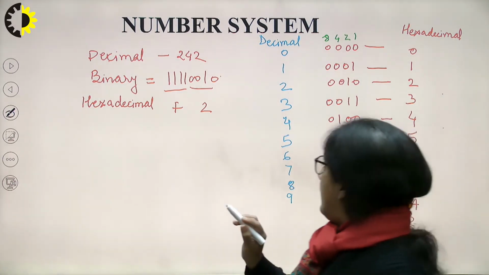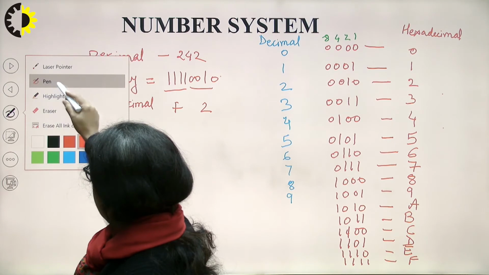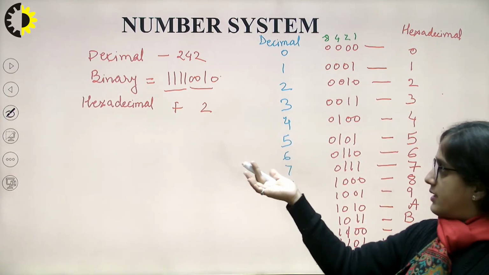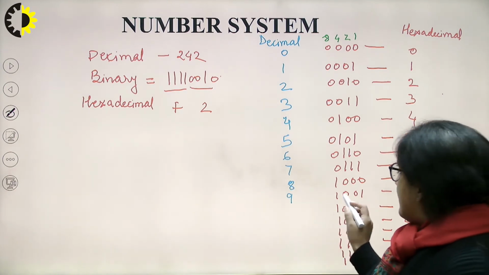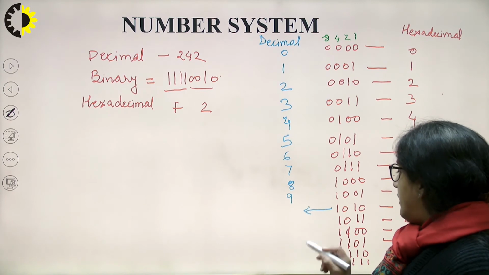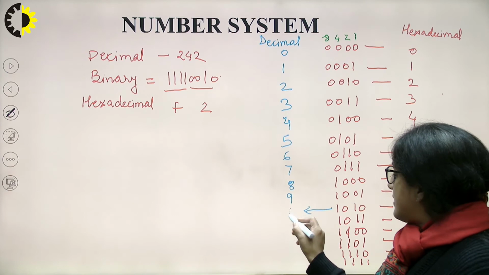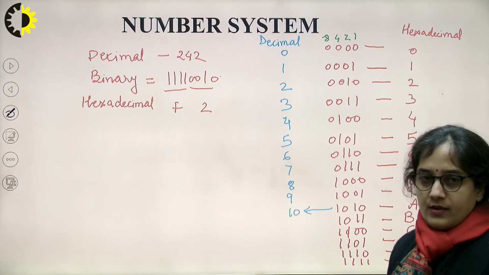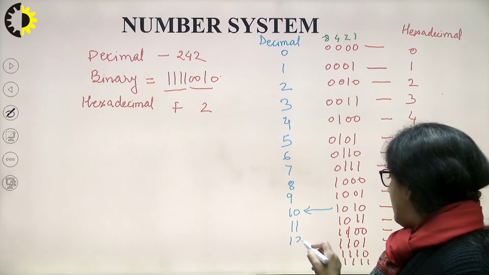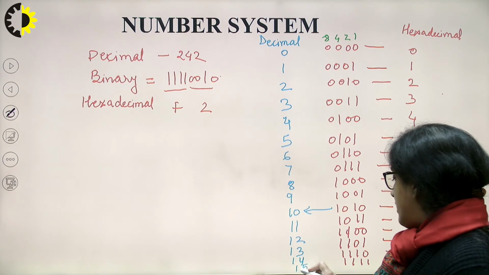Now why are we using only 4? If you see on the left side, the decimal number side, it is 9, and after this if I have to convert this into a decimal number, I will go with the expansion form and I will find it as 10. Okay, then it is 11, 12, 13, 14, and lastly 15.